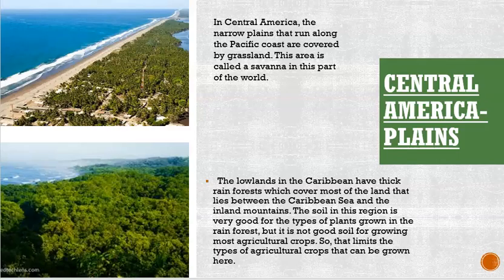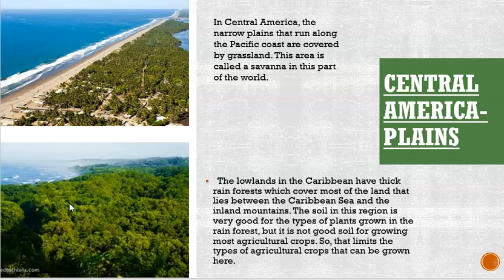It's important to note that the coastlines on the west and east coast look a little different. When we are talking about the coast of the Pacific side, the area around it is mostly low-lying grasslands. It's also called a savanna. And then on the east side, which is surrounded by the Caribbean Sea, you've got thick, luscious rainforests which cover the land on the Caribbean side.